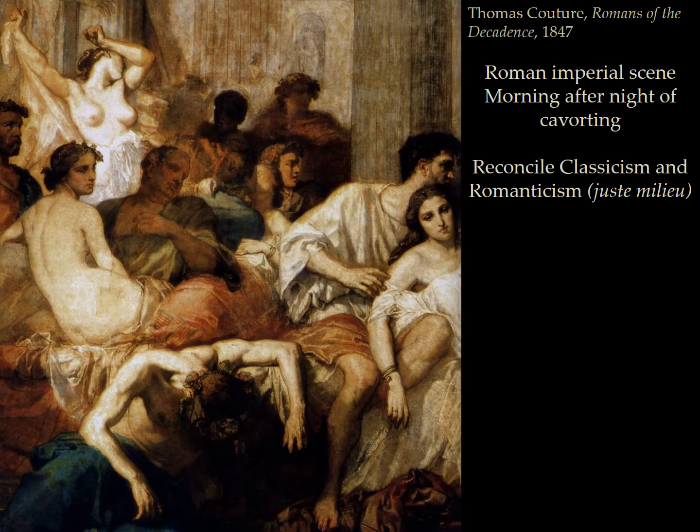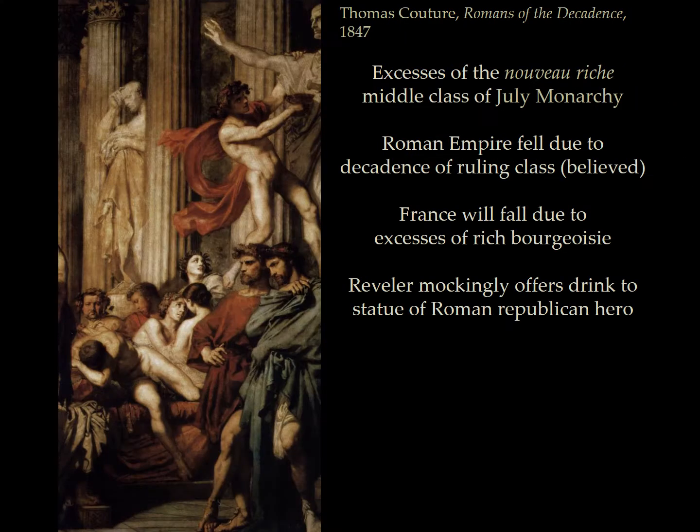Here, the Roman imperial scene is going to be one of a morning after a night of an orgy, of cavorting. And this is going to reconcile classicism and romanticism with the juste milieu, showing the middle ground here, one that would be appropriate for the middle class, thus looking down on the decadence and the debauchery of the Roman aristocracy. The excesses here of the nouveau riche of the middle class of the July Monarchy are also on display.